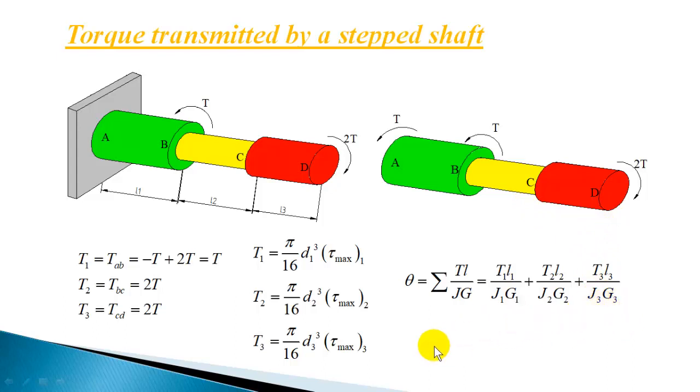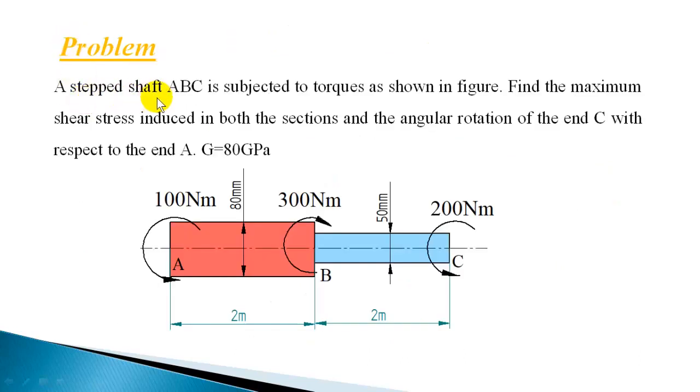Sum up all the three, which will give the total angular twist in this shaft. Now let us work out a numerical example. A stepped shaft ABC is subjected to torques as shown in the figure. Find the maximum shear stress induced in both the sections and the angular rotation of the end C with respect to end A. Given G is equal to 80 gigapascal.